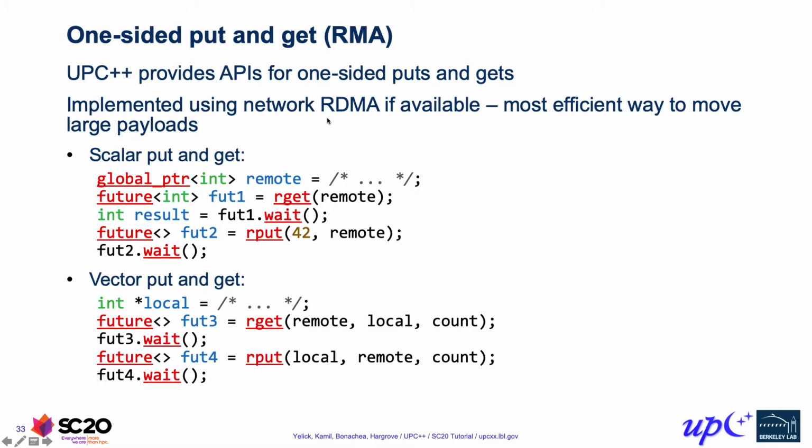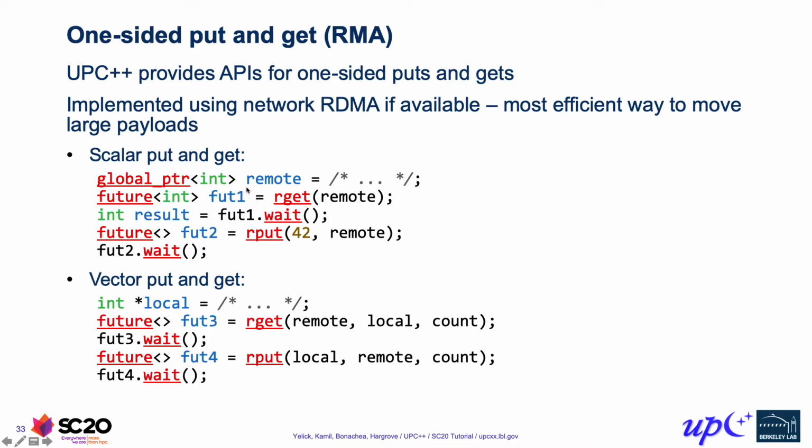If not, which is the case for some legacy backends such as MPI and UDP, then it's implemented without RDMA. But in either case, we have the same programming abstraction. UPC++ provides two versions of rput and rget: the scalar versions, which are used to put and get a single element, and the vector versions, which are used to put and get sequences of elements.